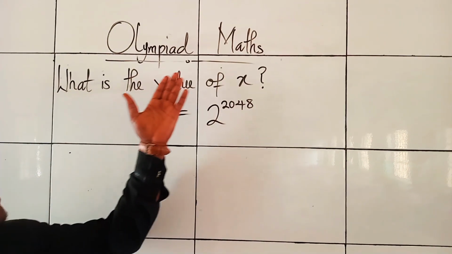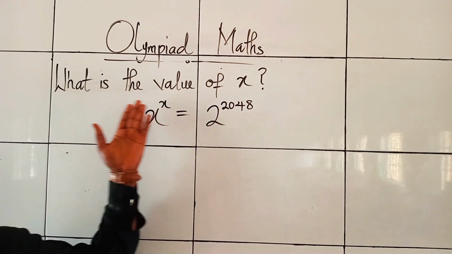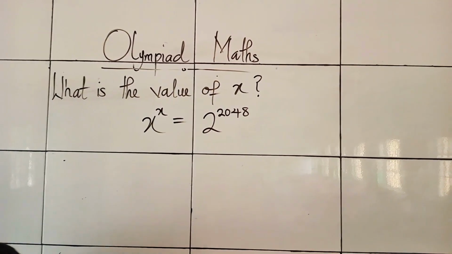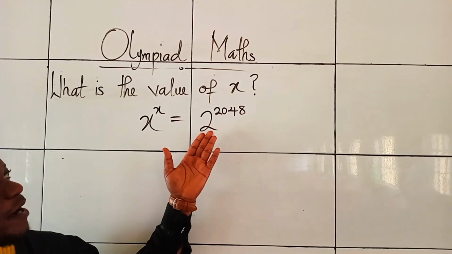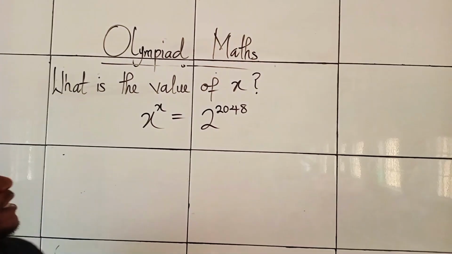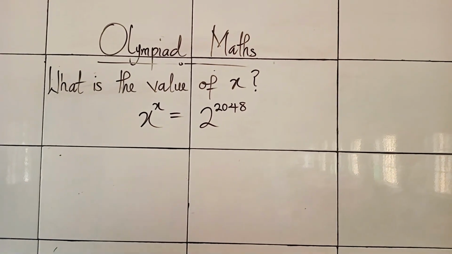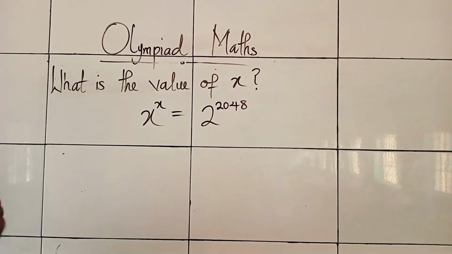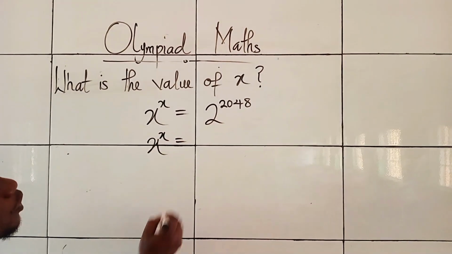This is an Olympiad math question. The question says, what is the value of x if x raised to the power of x equals 2 raised to the power of 2048? How can we tackle these questions? Let's go.